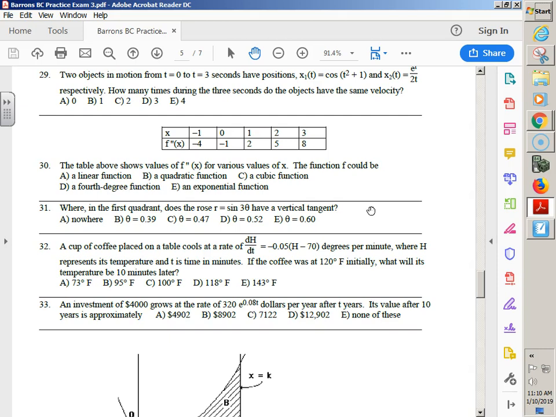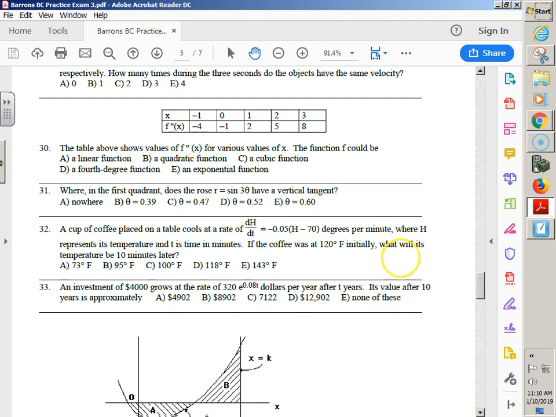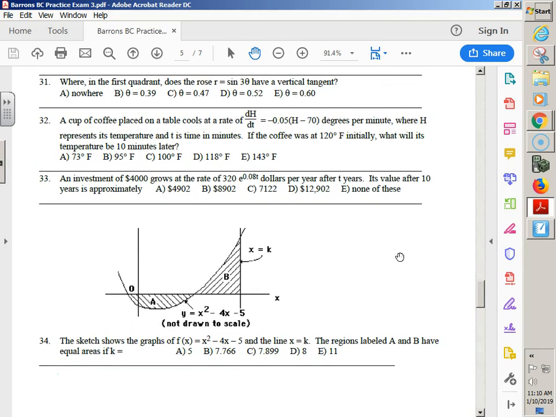We had a lot of them. Sorry, 32 was one. Was there another one? Yeah, 33. Okay. 32, cup of coffee placed on the table. DH/DT, sorry, that was an FRQ. DH/DT is equal to... Does anybody else see logistic growth? Yeah. Oh my gosh. And then you set up, yeah. Right?